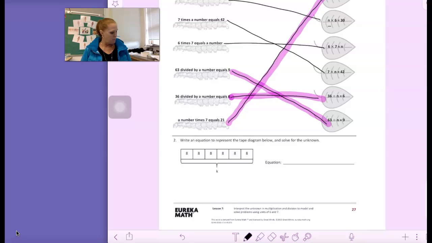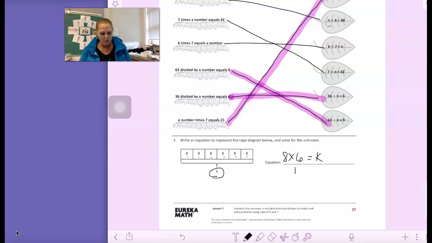Let's take a look at number 2. Number 2 says write an equation to represent the tape diagram below and solve for the unknown. So we need to interpret the tape diagram. This is why at the very beginning of the year it was so important for us to learn the parts of a tape diagram. We know that down here is the total. So we don't know the total right now. That's what that letter represents. What we do know is that each of the units is 8. And we also know that we have 1, 2, 3, 4, 5, 6 of those units.